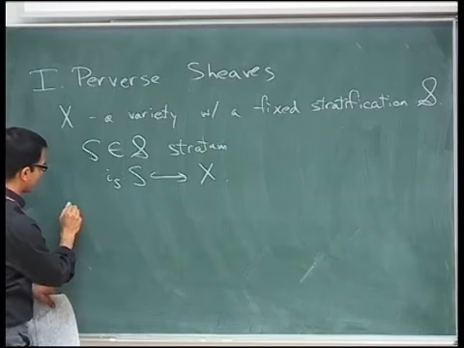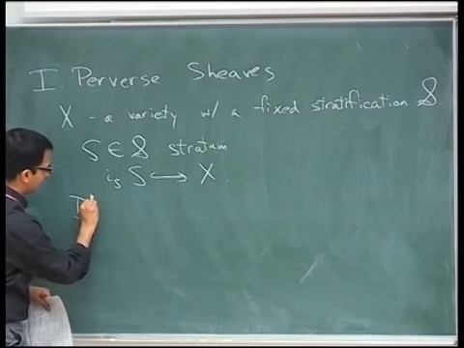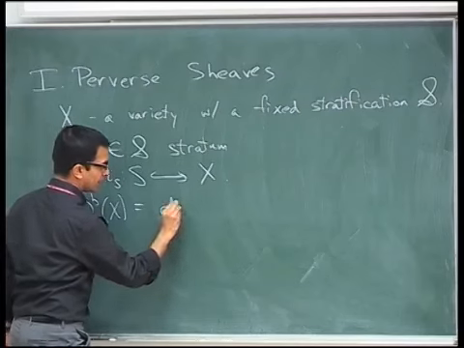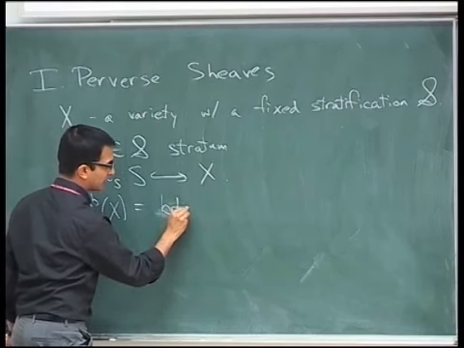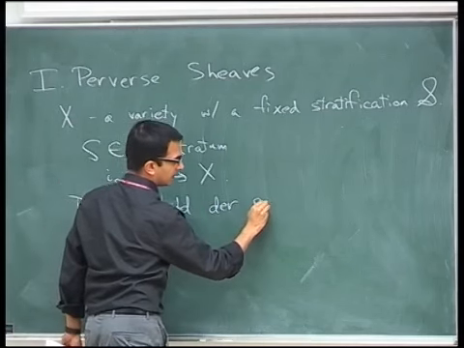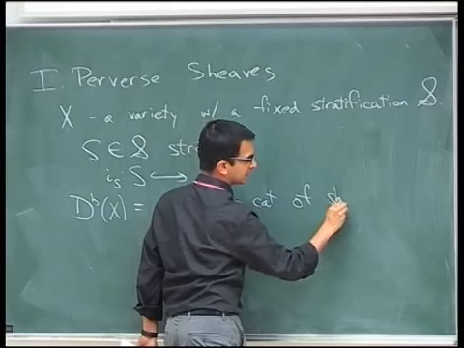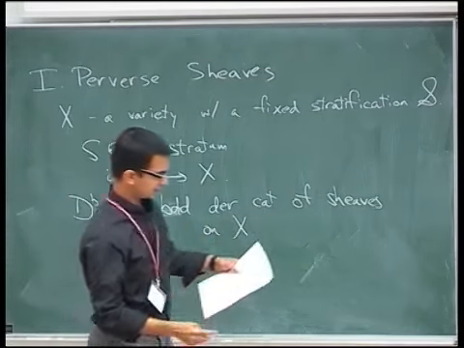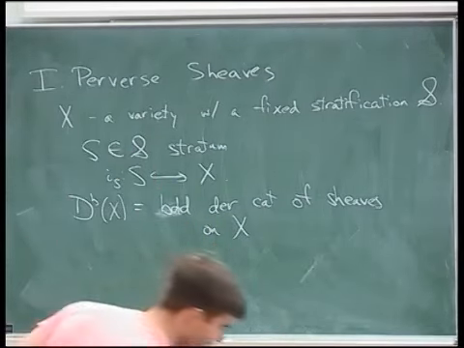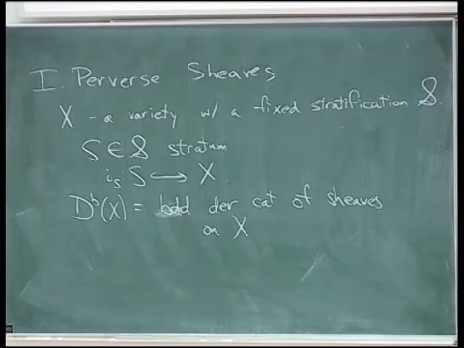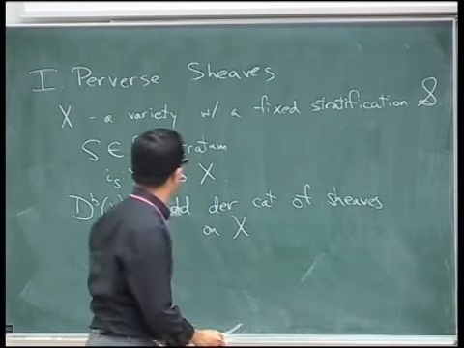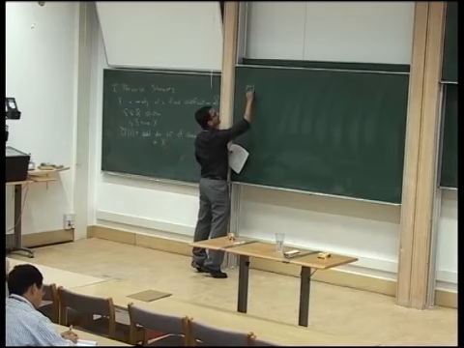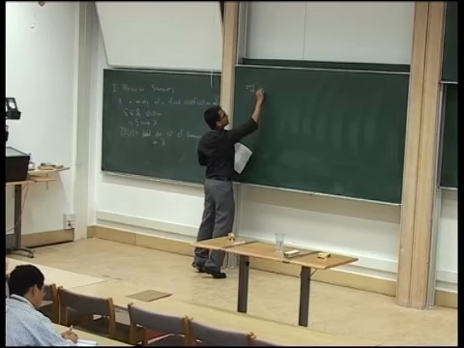Of course, everything is going on in the derived category. So D^b X stands for the bounded derived category of sheaves on X. And well, we don't actually want the whole bounded derived category. We want to stick to talking about certain kinds of objects. And the kinds of objects that are relevant are these ones.